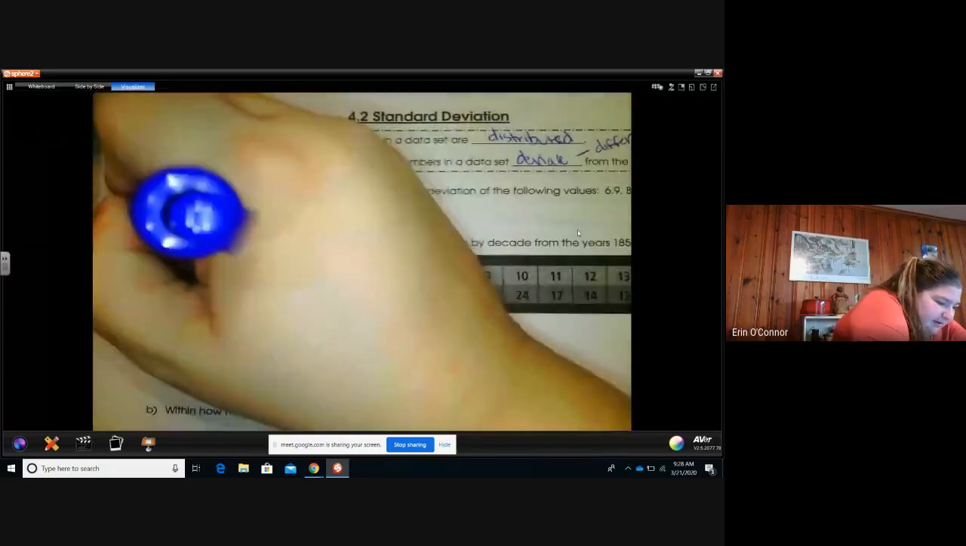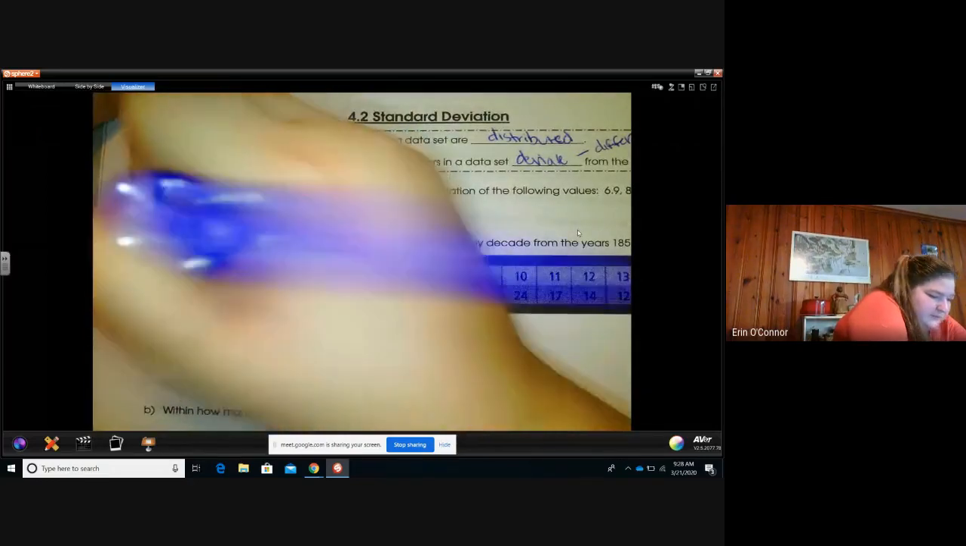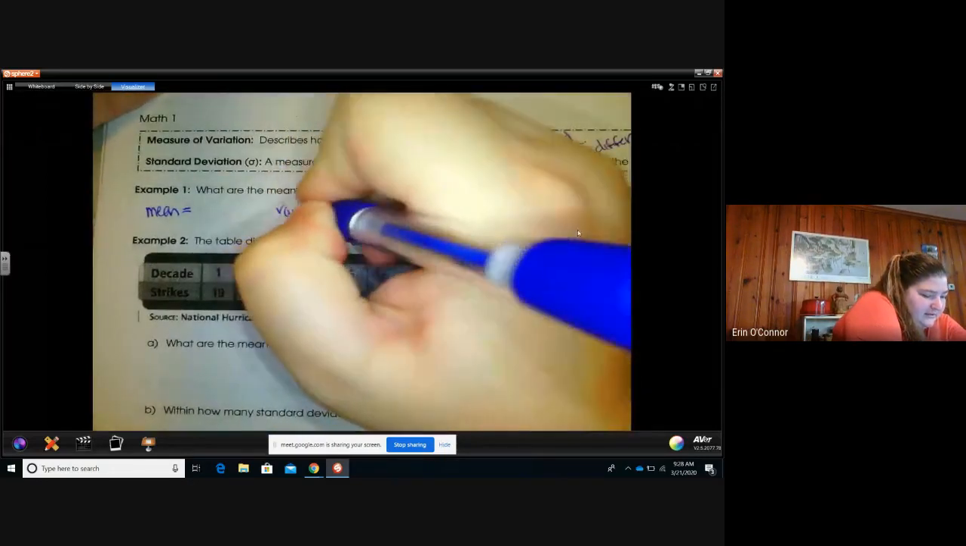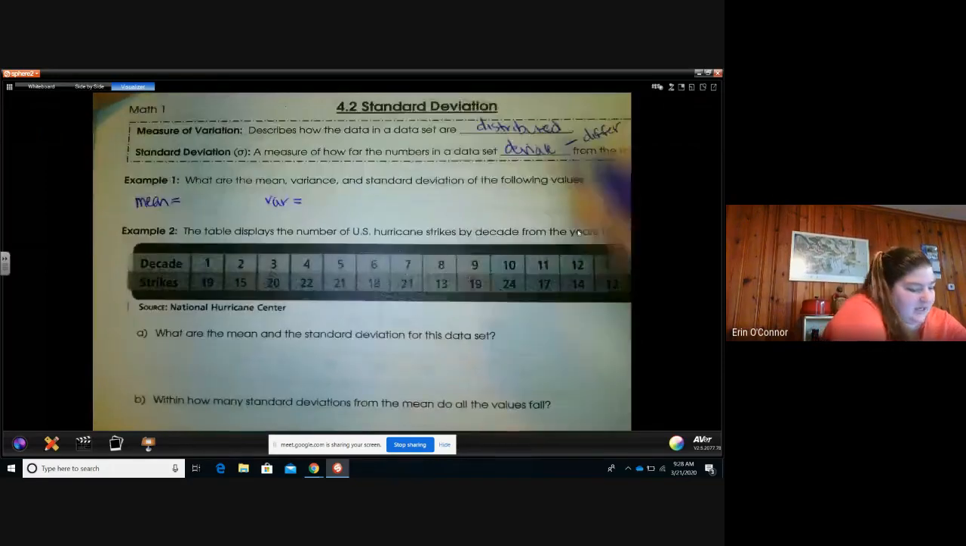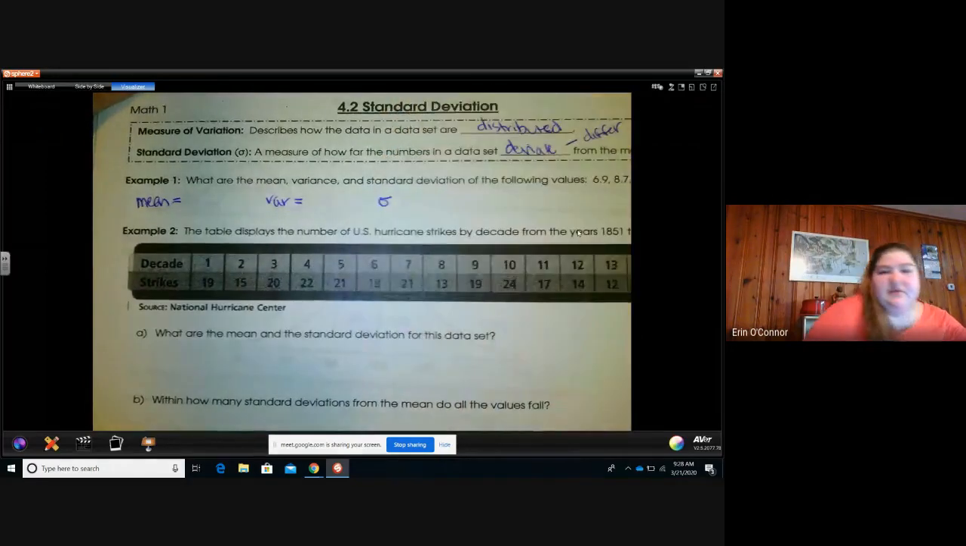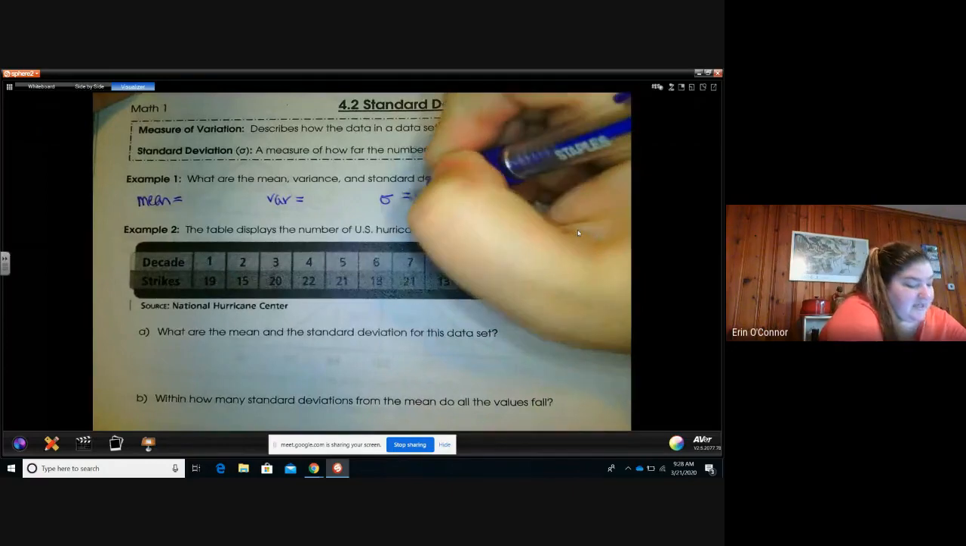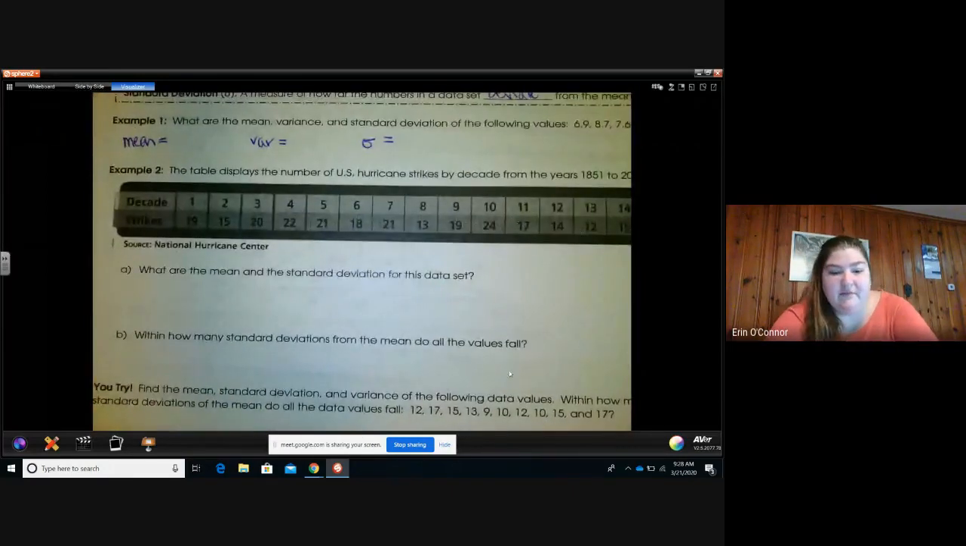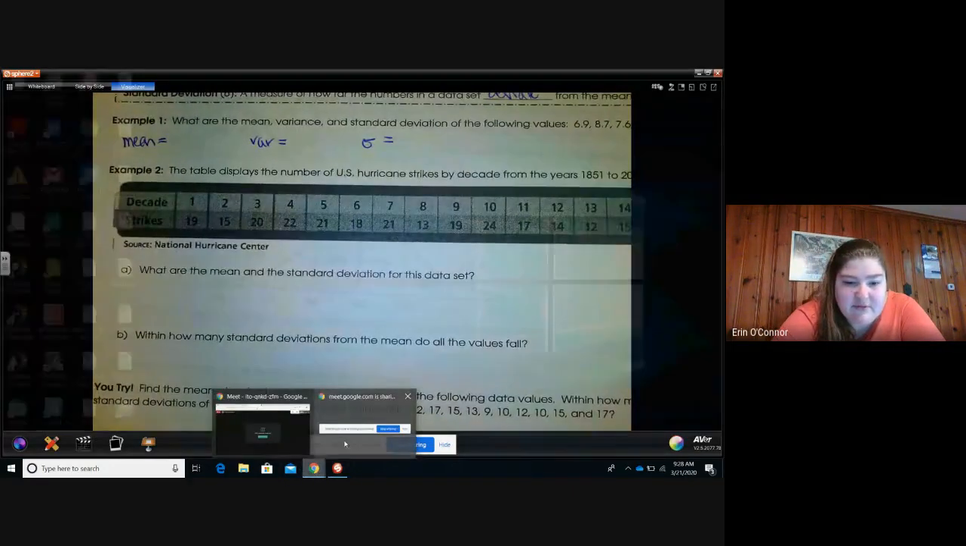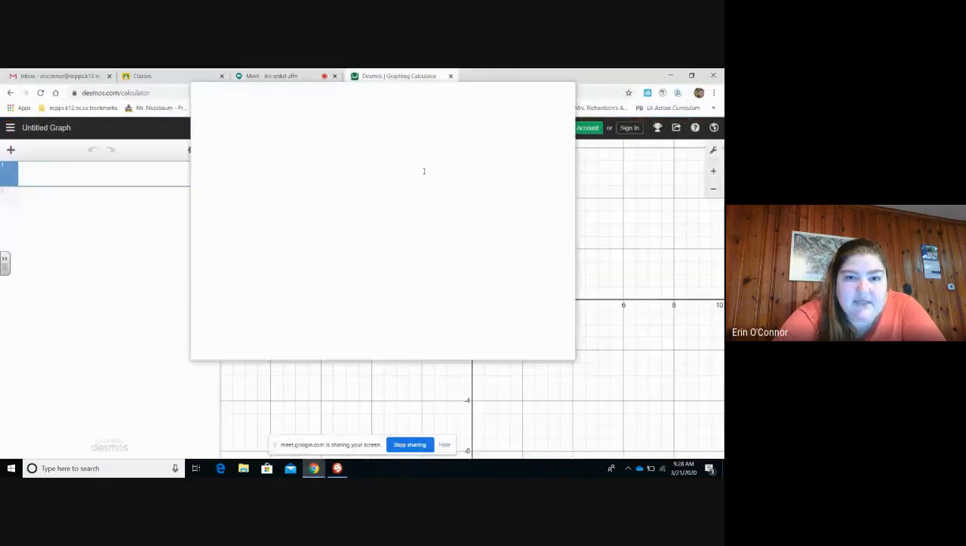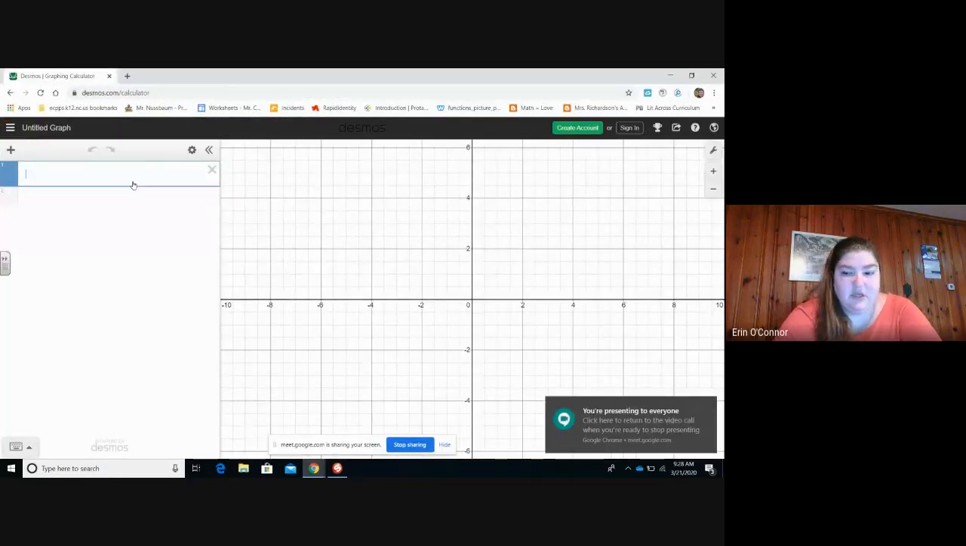So we need to find the mean, the variance, usually known as var, and the standard deviation. I'm going to use the sigma here so you can get used to seeing that. All right, so now I'm going to switch my screen to Desmos. Hopefully we can get Desmos up here switched.